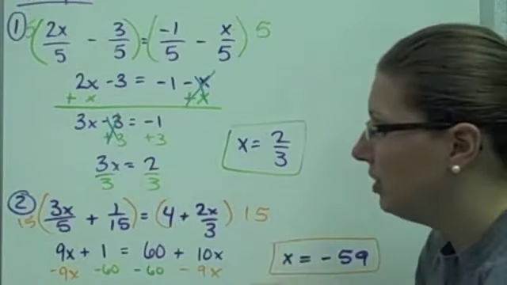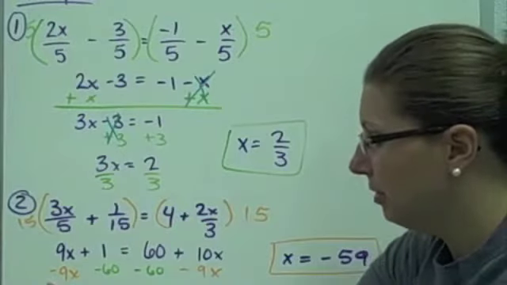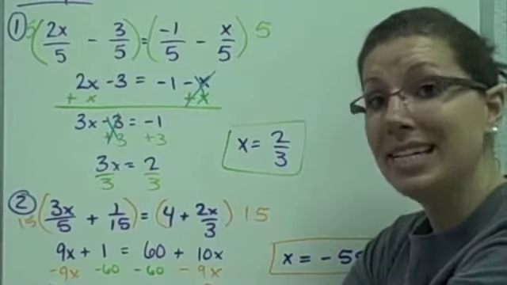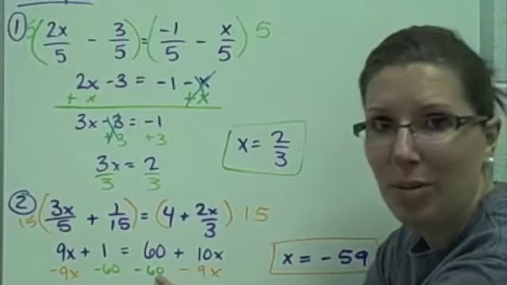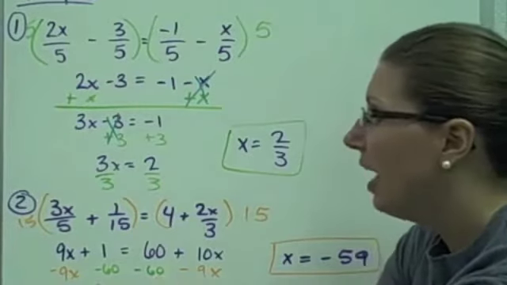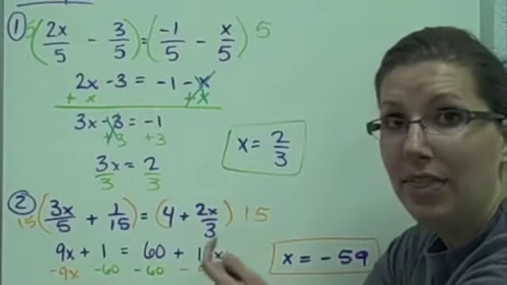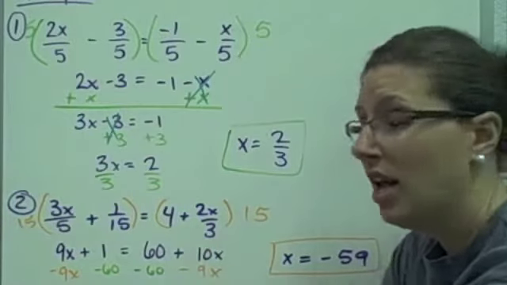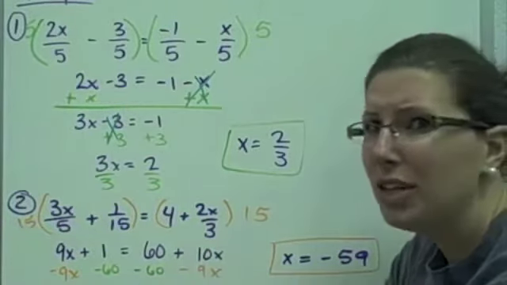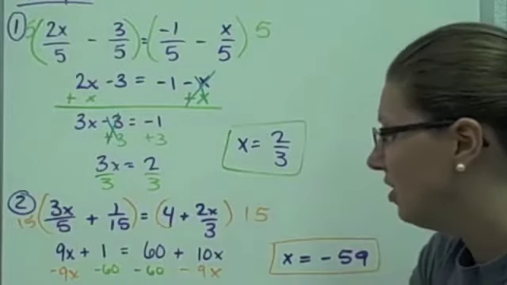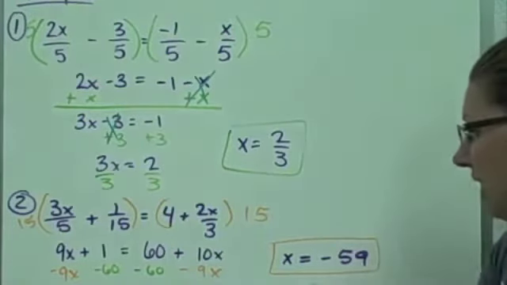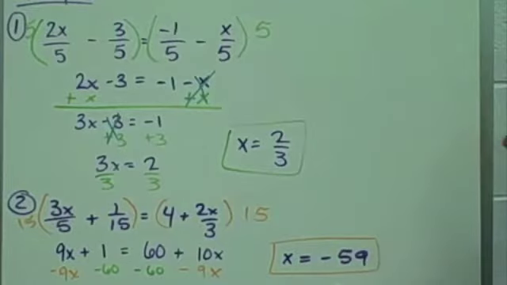So I'm actually going to subtract 9x from both sides and simultaneously subtract 60 from both sides. It's okay, I can do that because the x's are affecting the x's and the constants are affecting the constants, and they're not really crossing paths. So once I do that, I get my final answer, x equals negative 59.